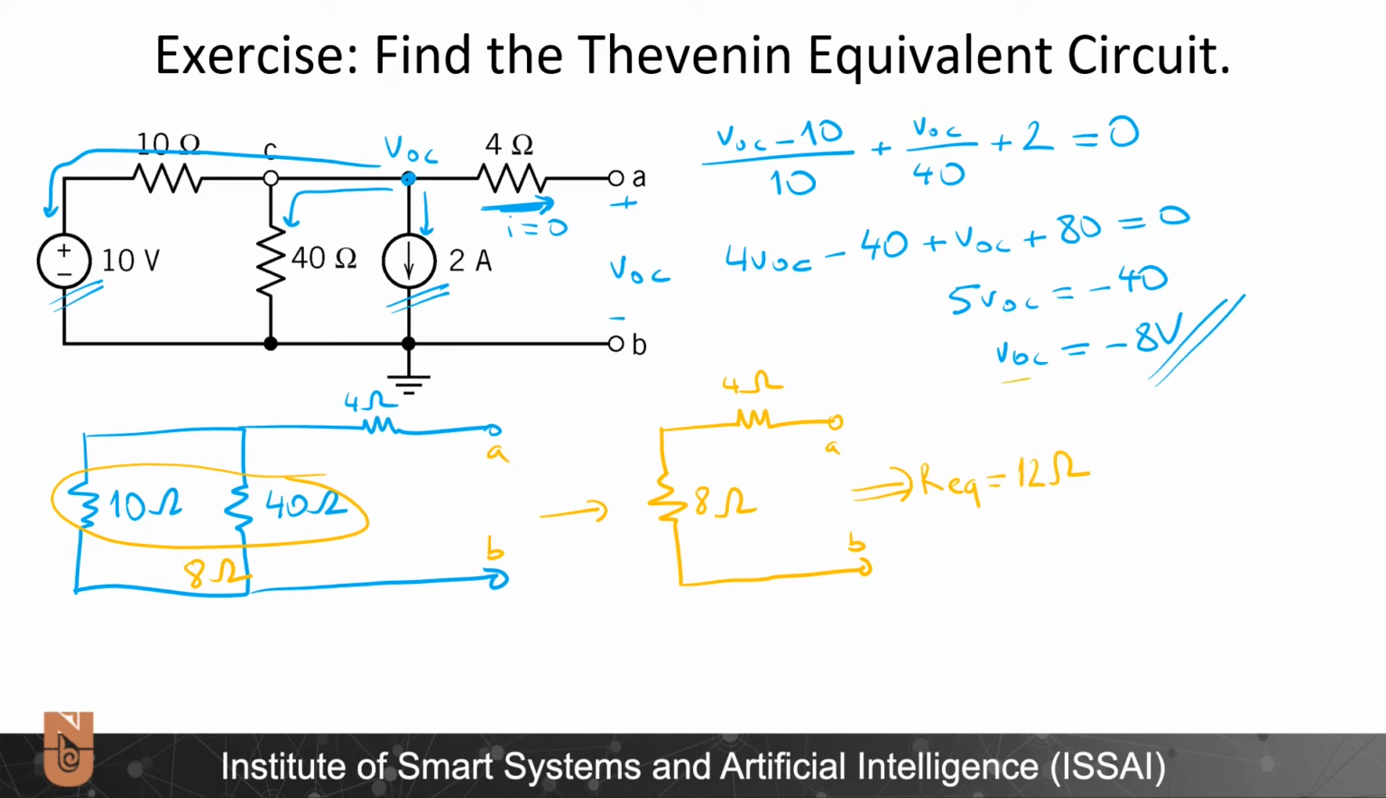My V open circuit is minus 8 volts. Our equivalent is 12 ohms. Accordingly, I can write minus plus 8 volts, and here 12 ohms for my Thevenin equivalent circuit. So here I have my Thevenin equivalent circuit, and I finished solving this example as well.